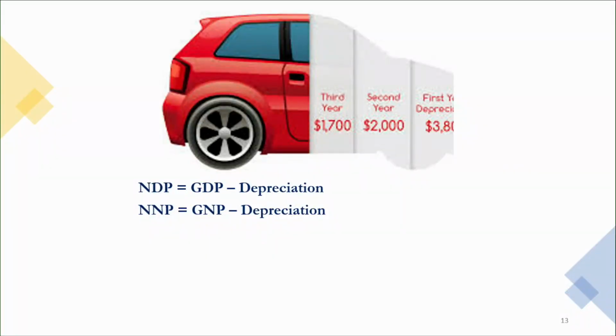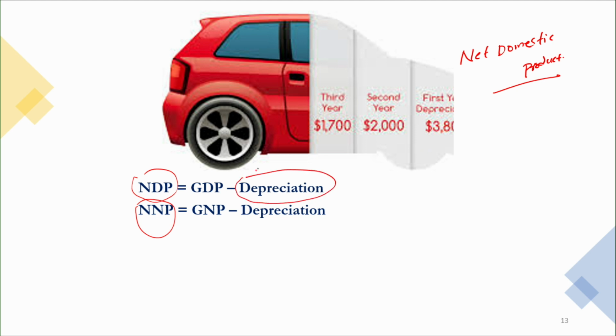Now let's look at the two other measures of national income, NDP and NNP. Here, N stands for net. NDP stands for net domestic product and NNP stands for net national product. How would you compute NDP and NNP? If you subtract the component of depreciation from GDP, we call it NDP, and if you subtract the component of depreciation from GNP, what we get is NNP.